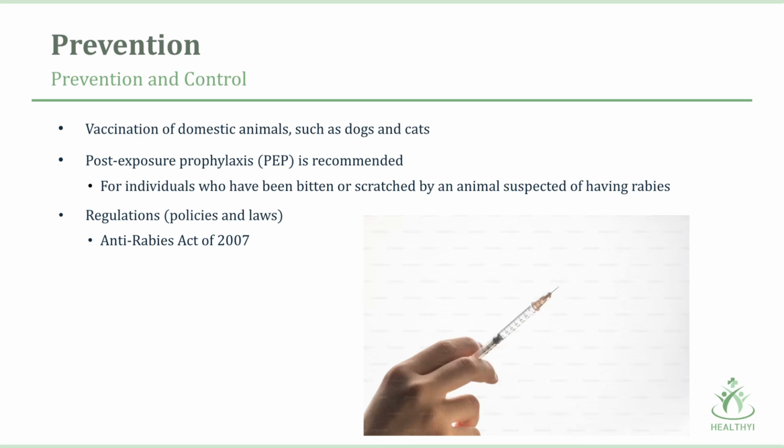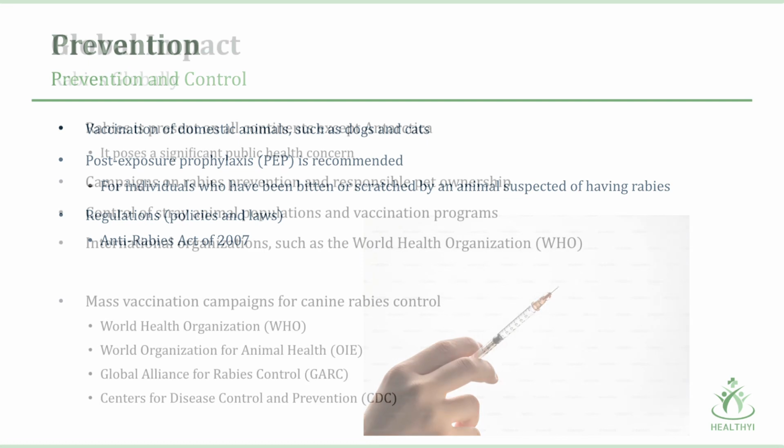Regulations in the form of policies and laws are implemented to ensure effective prevention and control. In the Philippines, the Anti-Rabies Act of 2007 was enacted. The legislation aims to prevent and control the spread of rabies by regulating the ownership, vaccination, and management of dogs and other animals at risk of transmitting the disease. Together, these measures will help reduce the incidence of rabies and protect human and animal health.